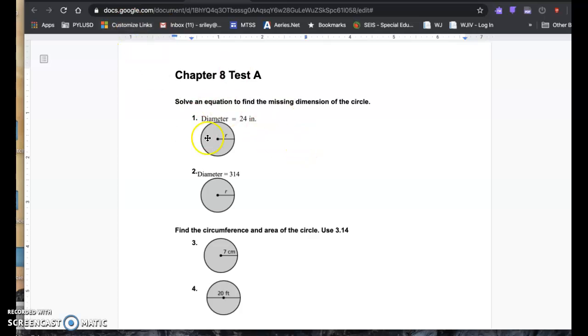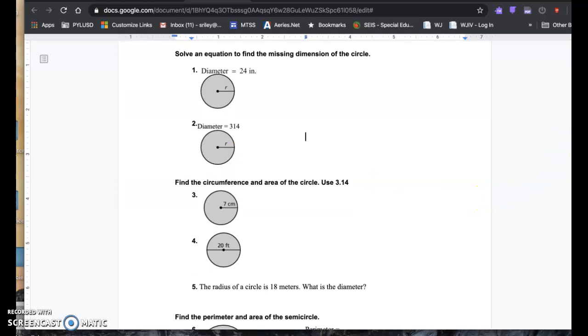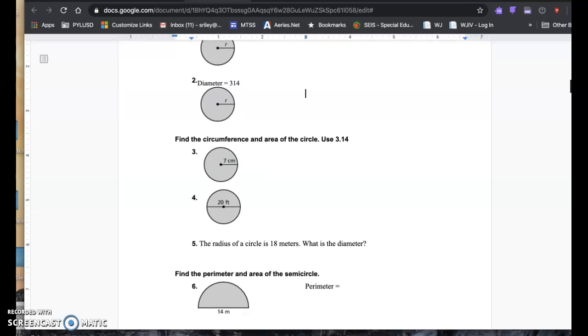So they gave you the diameter and you need to find the radius. So remember, you take your diameter and then you're going to divide that by 2. And this one, they give you the diameter and you need to find the radius. So you're going to take your diameter and multiply it or divide it by 2. So the first one you multiply by 2, number 2 you divide by 2.